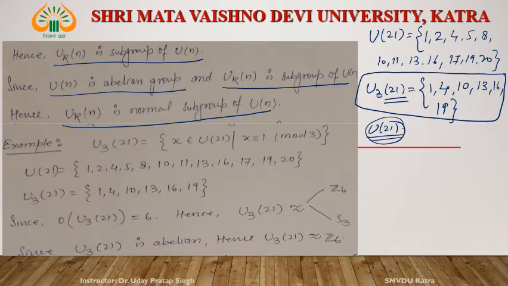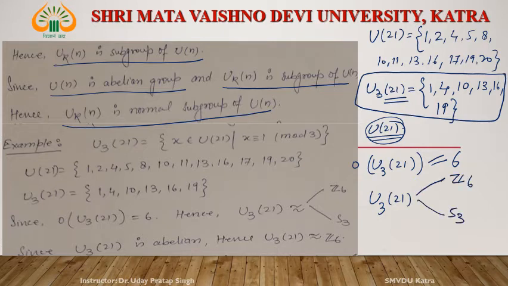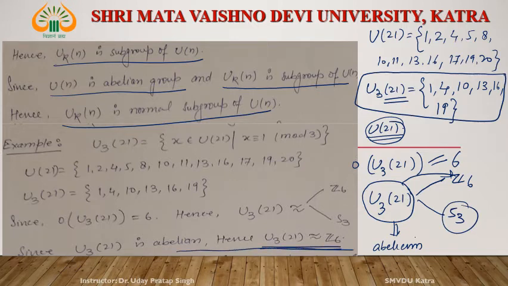Okay. What is the order of U321? 6. The order of U321 is 6. Okay. Every group of order 6 is either isomorphic to Z6 or S3. This U321 is isomorphic to Z6. Why? Since this is abelian. S3 is not abelian. Therefore, this U321 is isomorphic to Z6, not S3.